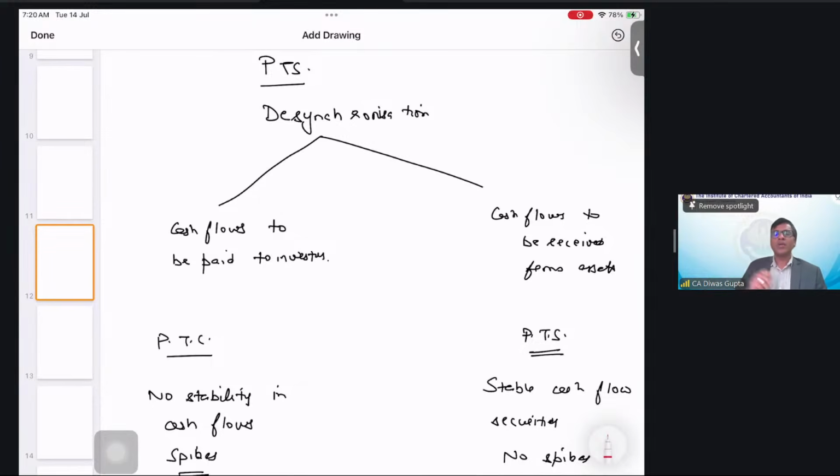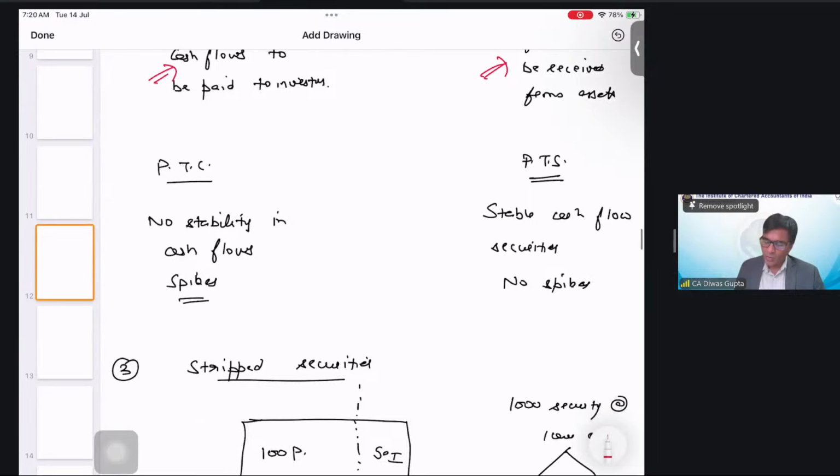Now, in case of pay-through securities, there is a total desynchronization when it comes to the cash flows to be paid to the investors and cash flows to be received from the assets. So both of them are independently viewed.